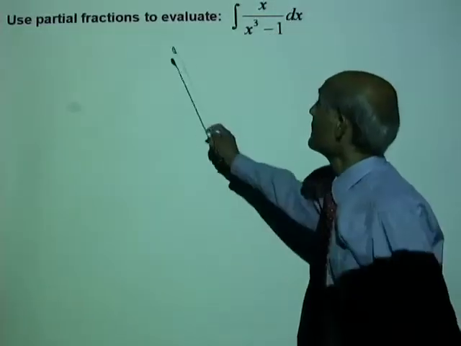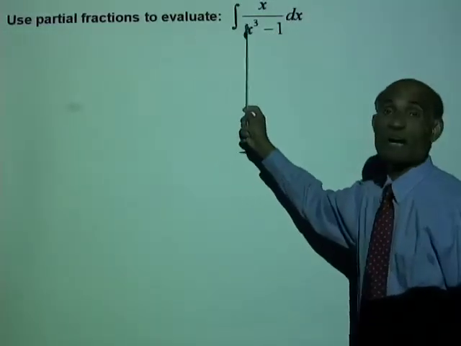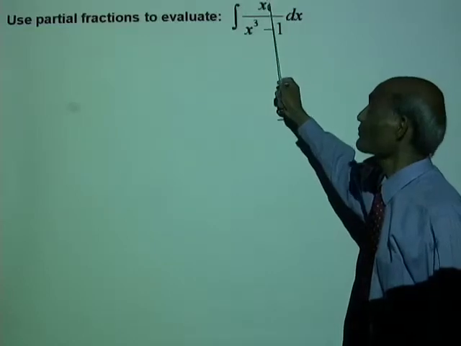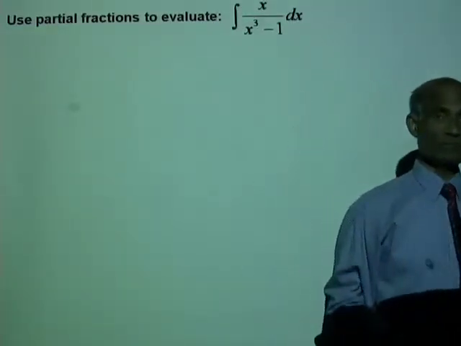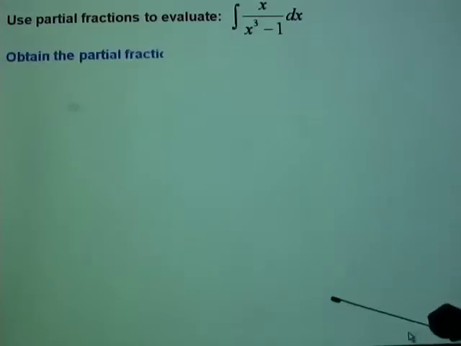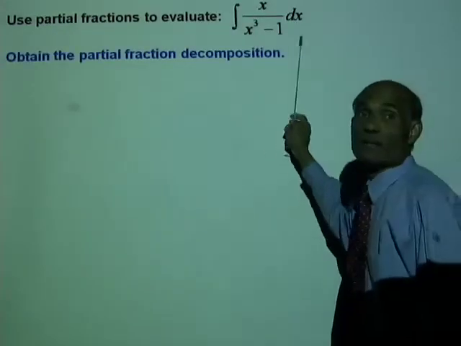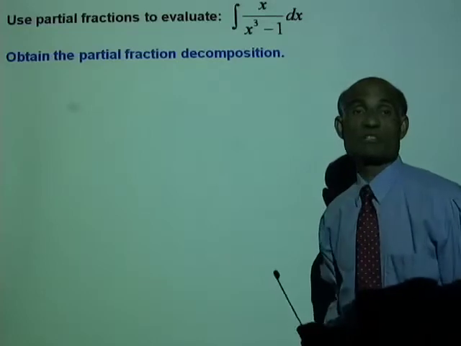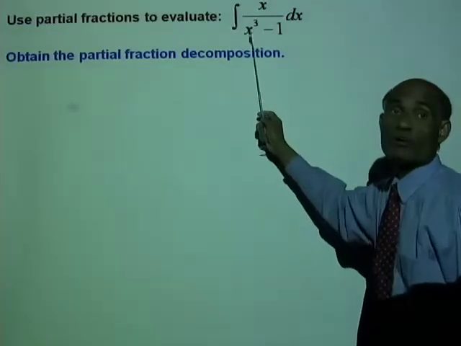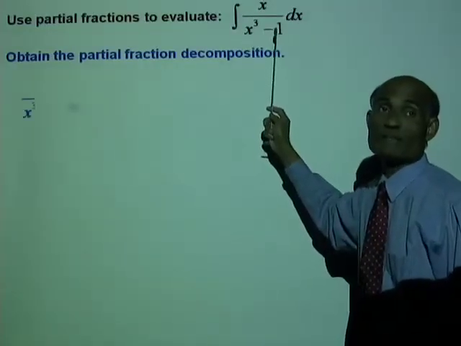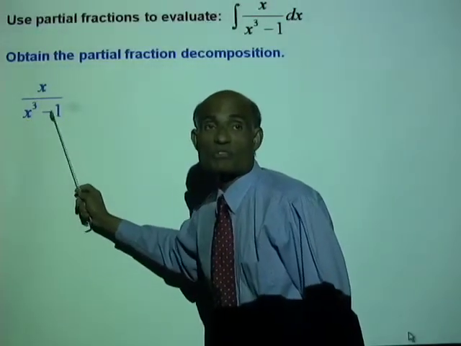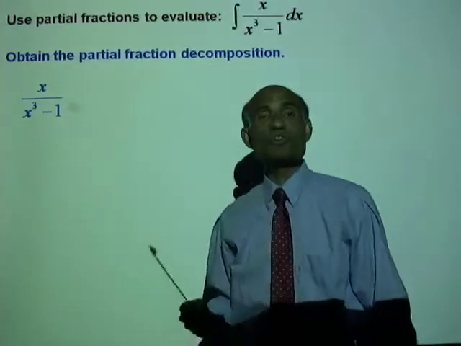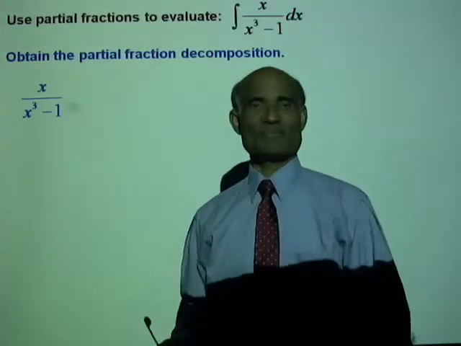Evaluate the integral using partial fractions: the integral of x over x cubed minus 1 dx. Well, to start with, we obtain the partial fraction decomposition of the quantity that we want to integrate. All right, tell me, how do you break this down into partial fractions? The denominator is x cubed minus 1.